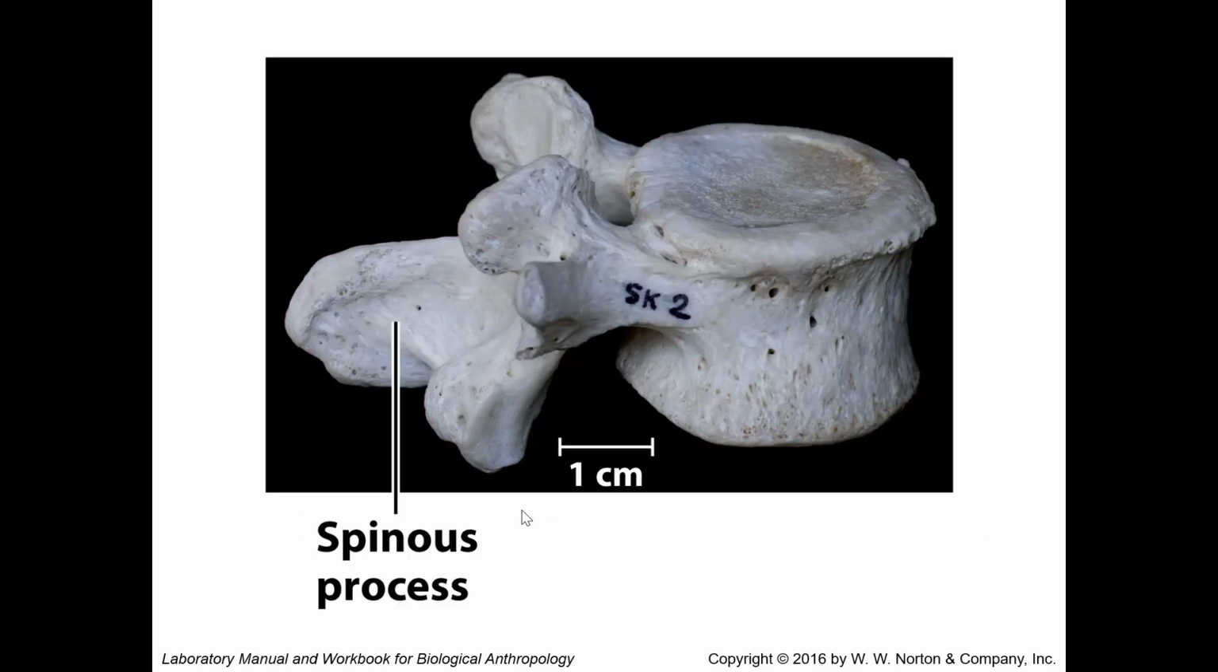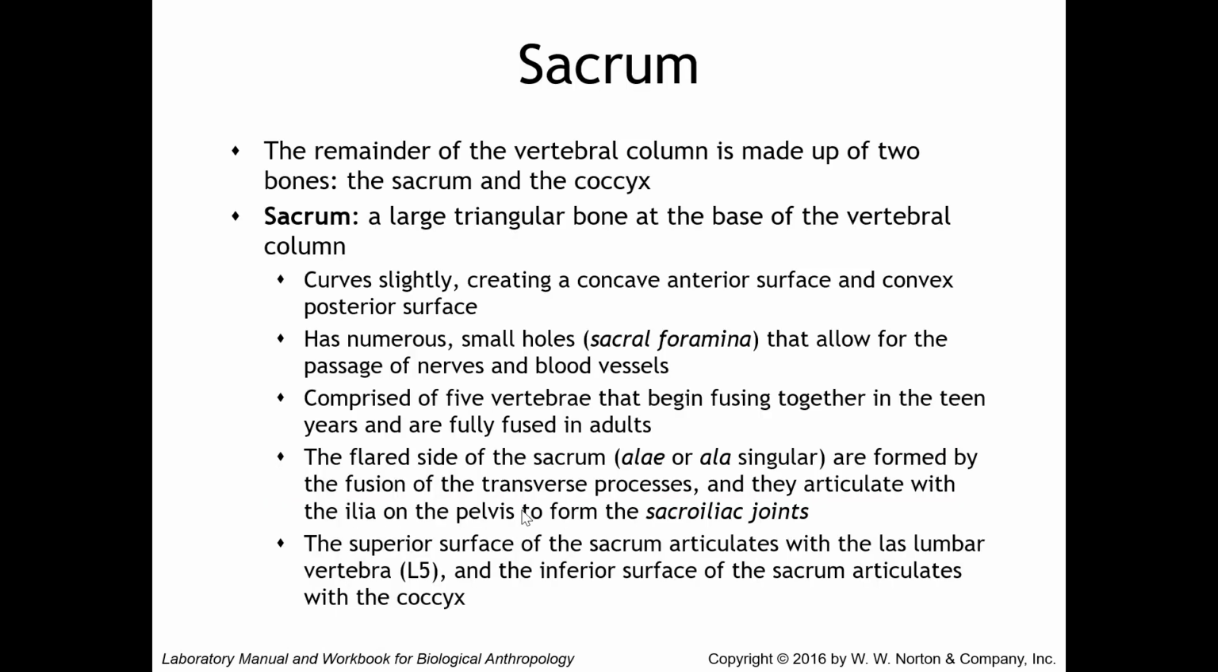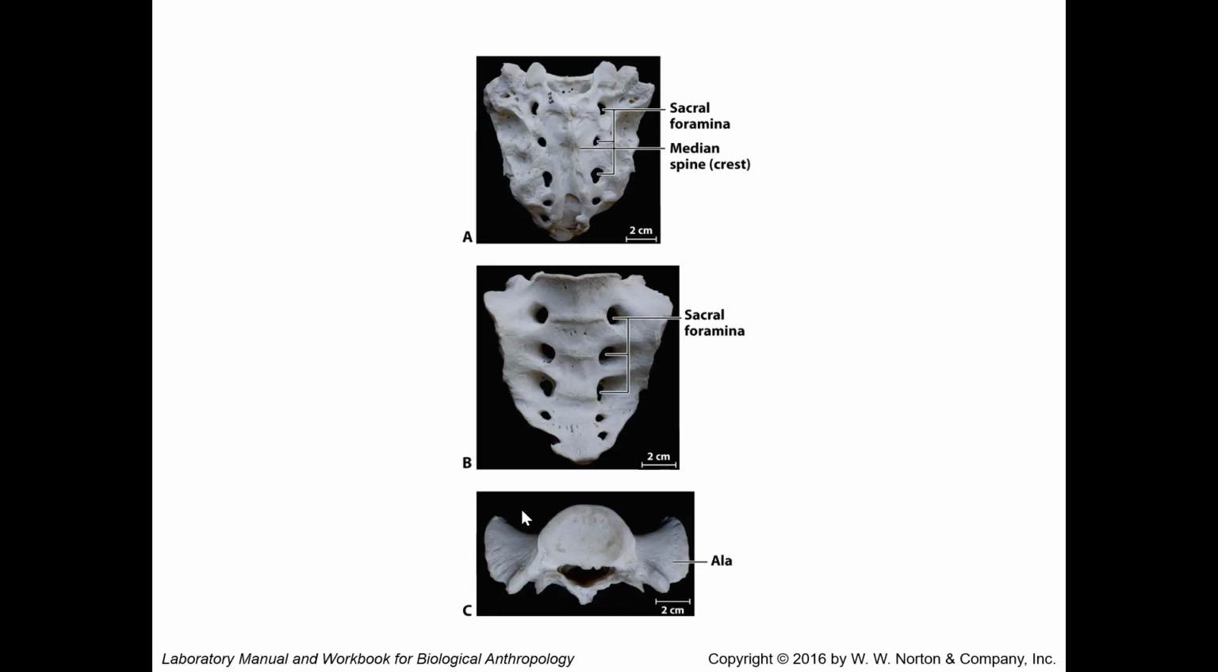So after the lumbar, we've got our sacrum, right? And so the remainder of the vertebral column is made up of two bones, our sacrum and our coccyx. And so the sacrum is a large triangular bone at the base of the vertebral column. So I'm going to show you a picture here. So this is the posterior view of the sacrum, right? So the back, and this is an anterior view of the sacrum.